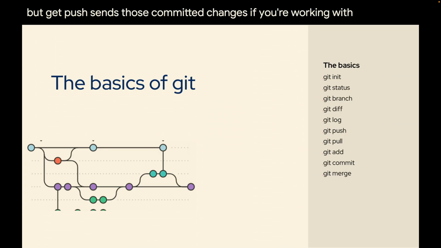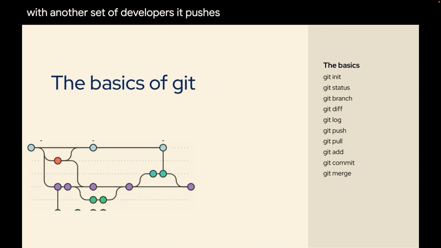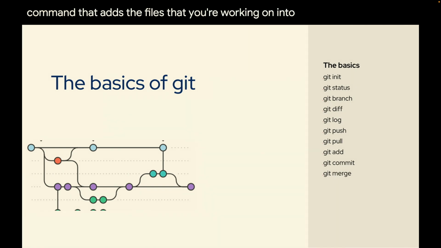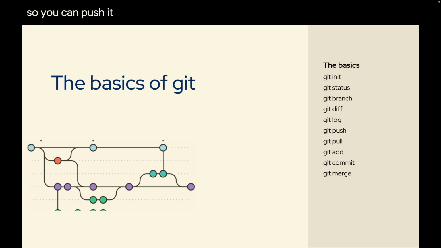If you're working with another set of developers, it pushes it to the master, or the not master branch, the main branch. Git pull fetches and merges your stuff. Git add is a local command that adds the files that you're working on into the repository so you can push it. Git commit takes that snapshot, makes it apparent where you are in your workflow. Git merge merges a couple different things depending on the flags you use, but usually it merges your stuff into the specified branch that you're working on. So if you're on the feature branch, it'll save your changes to the feature branch.